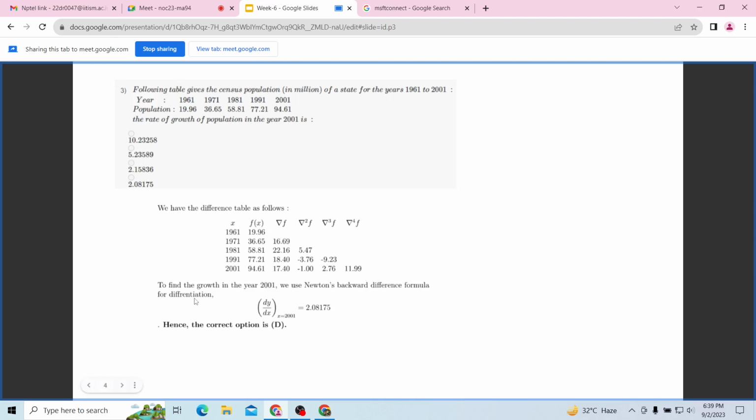Now we have to calculate the growth in the year 2001. Fine. So that will be the x at which you have to calculate the derivative of y with respect to x. So dy by dx at x equals 2001 will be this. Just use Newton's backward difference formula for differentiation and you will get 2.08175. Okay. Just check it, are you getting the same?